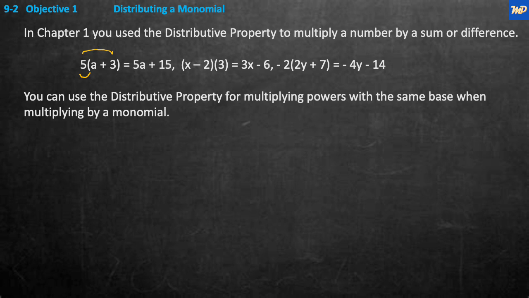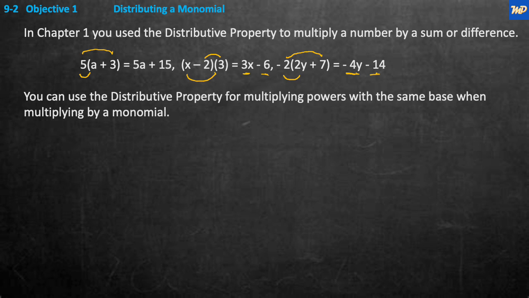So 5a plus 15. How about the quantity x minus 2 times 3? Well, we get x times 3, or 3x, and we get minus 2 times 3, which is minus 6. Then the quantity negative 2 times 2y plus 7. You get negative 2 times 2y, which gets you negative 4y, and negative 2 times 7, which gets you negative 14. That's the distributive property at work.